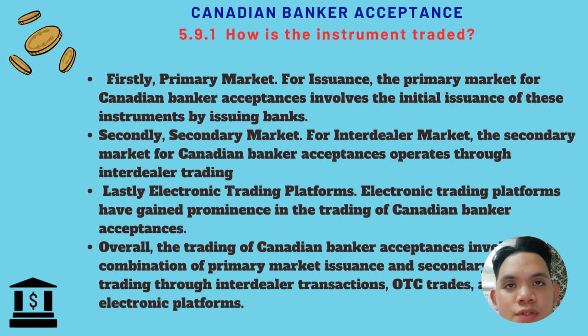Okay, next, how is the instrument traded? Firstly, primary market. For issuance, the primary market for Canadian bank acceptance involves the initial issuance of the instrument by issuing banks. Banks issue bank acceptance to meet the financing needs of their customers, particularly in trade finance transactions. In the primary market, issuing banks offer new bank acceptance to accepting institutions and investors.